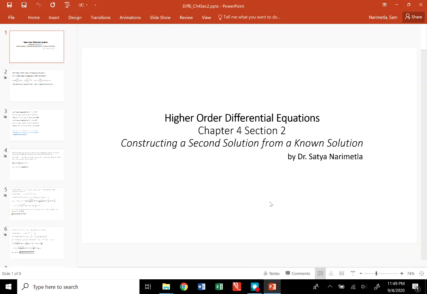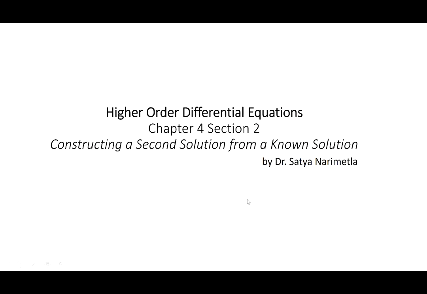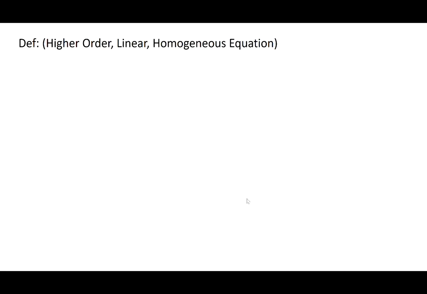Let's look at Chapter 4, Section 2 today, and this is about, again, higher order differential equations. But what we are going to do is, suppose you have a second order differential equation and you know one solution. How do you construct a second solution from that known solution? That's what this is all about, okay? So let me give you a few more details about it.